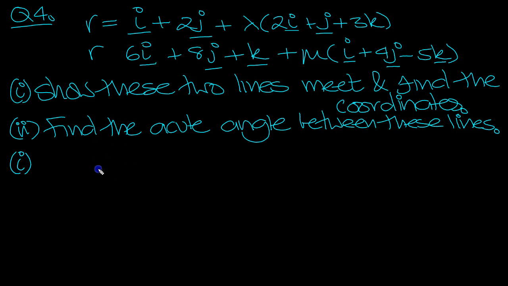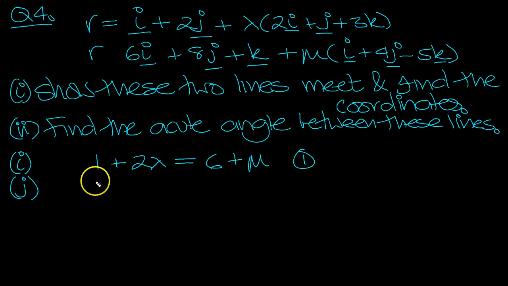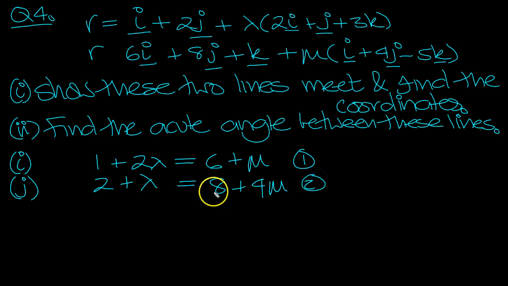On the i components, we got 1 plus 2 lambda needs to equal 6 plus mu. And we've also got 2 on the j. We've got 2 plus lambda is equal to 8 plus 4 mu. And that's 2. So one of these, or two of these, take away one of those, yeah?